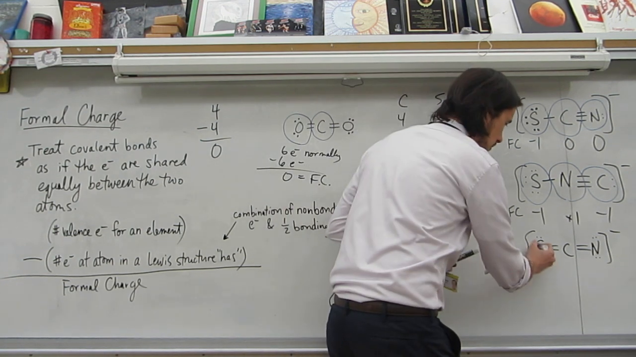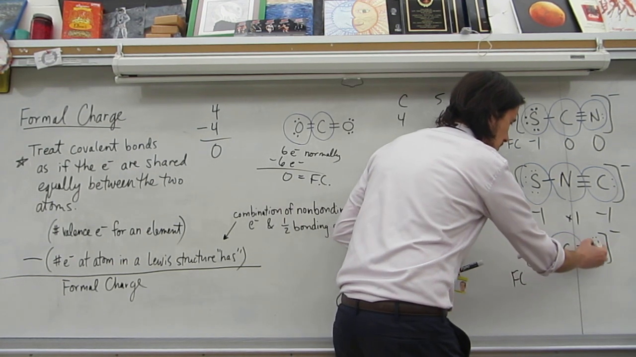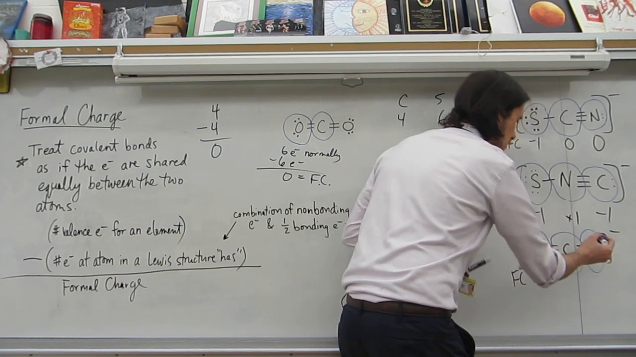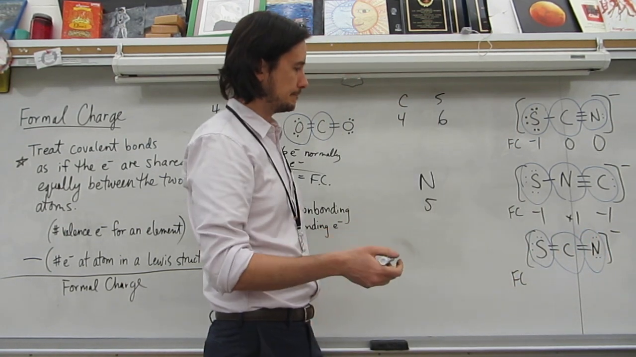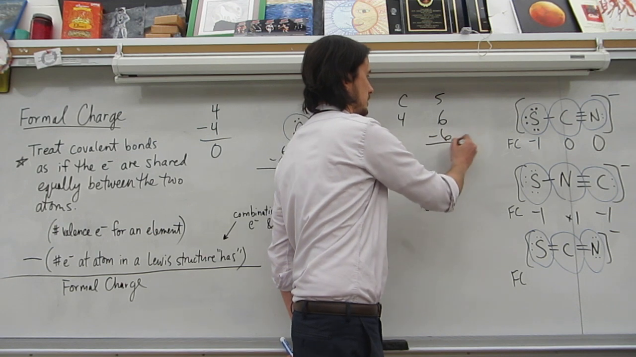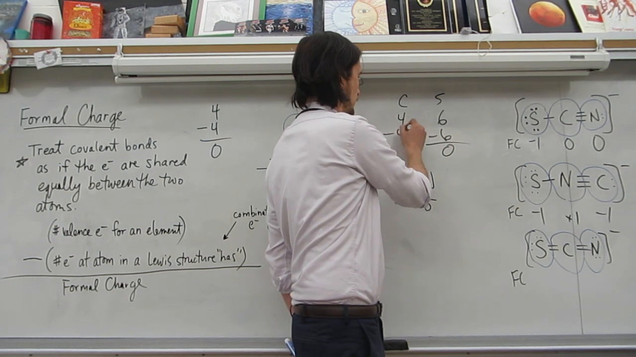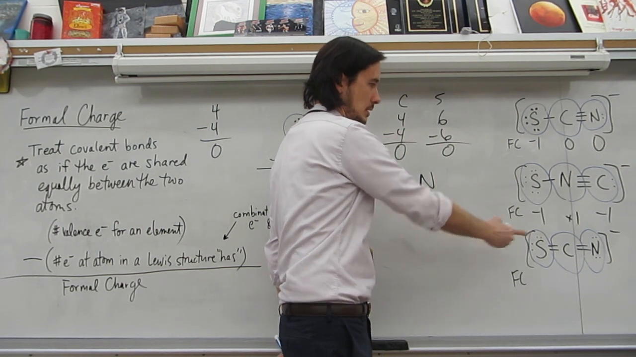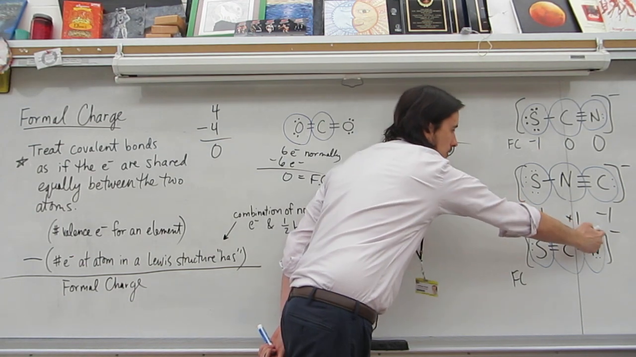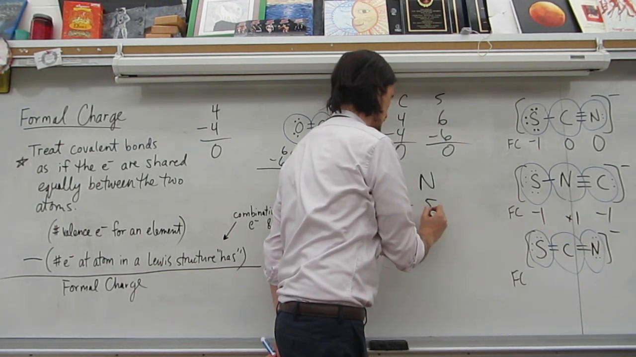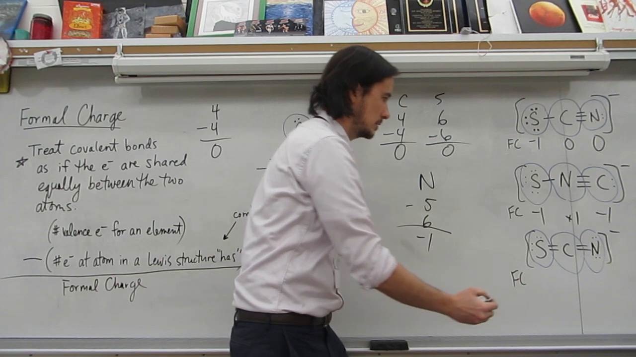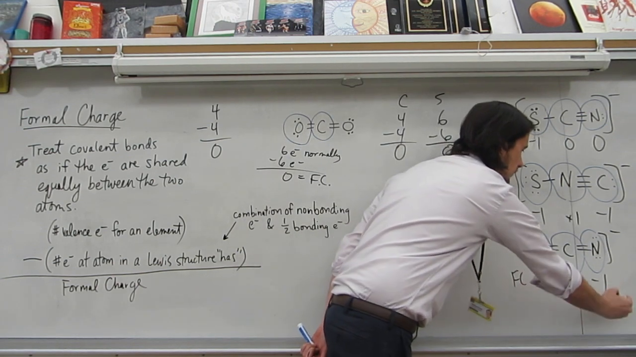Last one. Sulfur, 6 is 0. Carbon, minus 4 is 0. Nitrogen, 1, 2, 3, 4, 5, 6. We got 0, 0, -1.